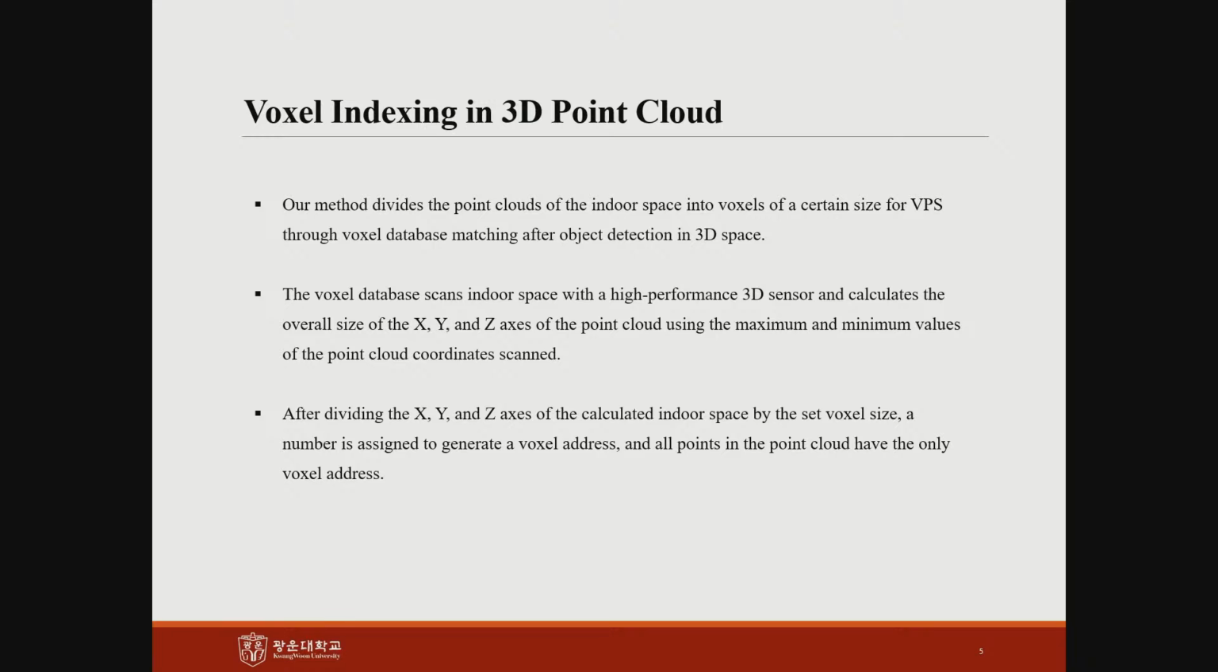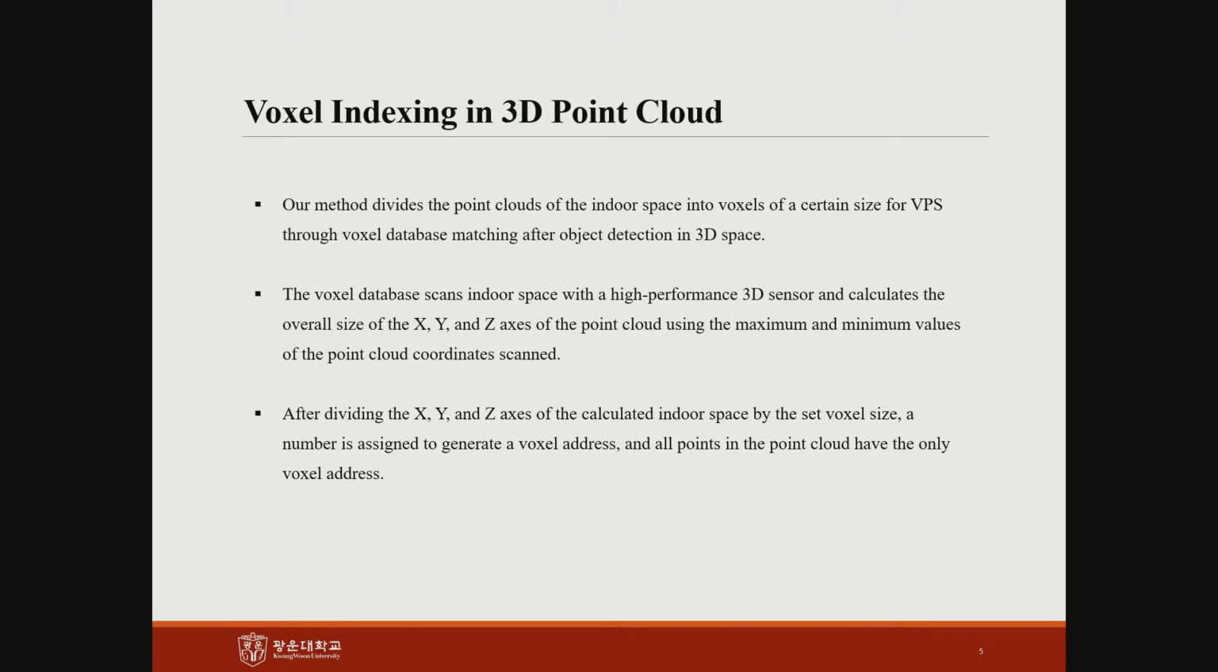Our method divides the point clouds of the indoor space into voxels of a certain size for VPS through voxel database matching after object detection in 3D space. The voxel database scans indoor space with a high-performance 3D sensor and calculates the overall size of the X, Y, and Z axis of the point clouds using the maximum and minimum values of the point cloud coordinates scanned.